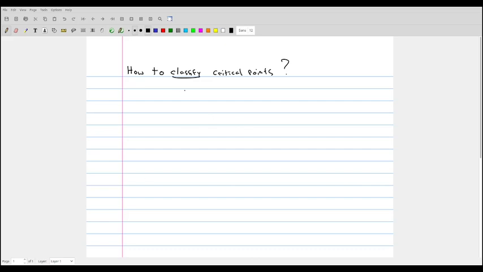This question, what it means is essentially, in the last lecture we went over how to solve for critical points, and this question will hopefully be answering for us how to determine, once we solve for the critical points, if it's a local max, a local min, or a saddle point.